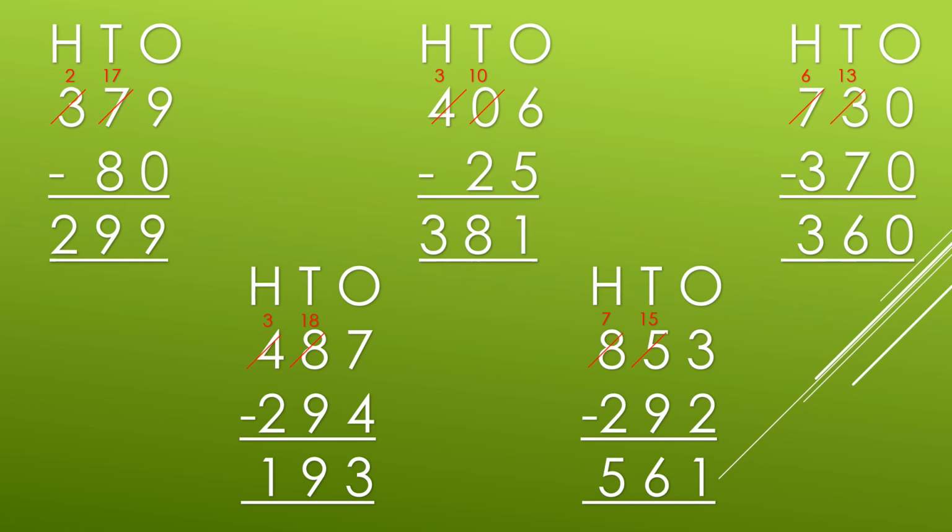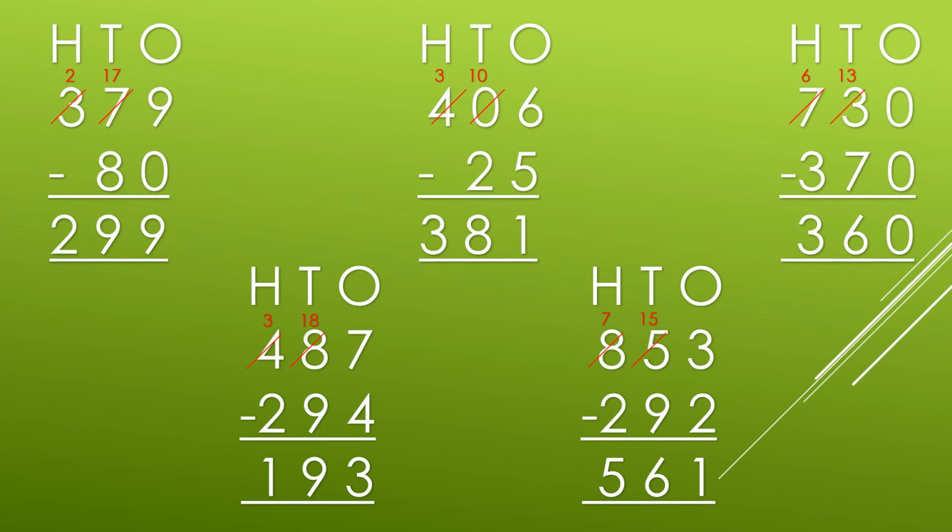Next example is subtract 80 from 379. So it starts from 1. 9 minus 0 is equal to 9. Children, we cannot subtract 8 from 7, so we will borrow. So 3 in hundreds place becomes 2 and 7 in tens place becomes 17. 17 minus 8 is equal to 9. And in hundreds place only 2 number is there, so we will write 2 under hundreds. So 379 minus 80 is equal to 299.